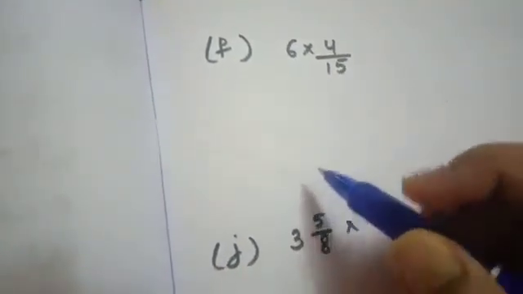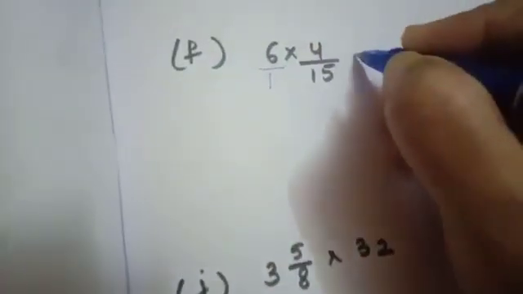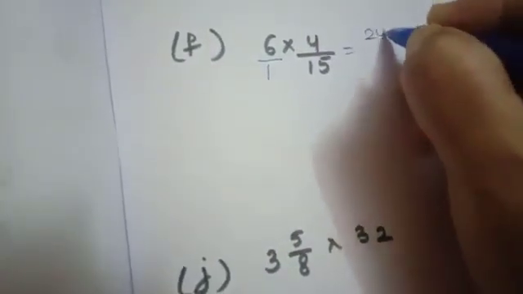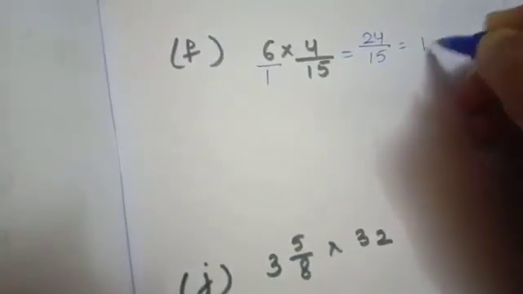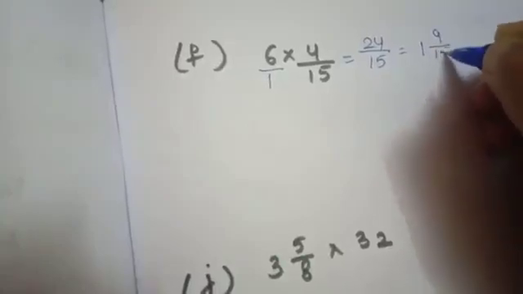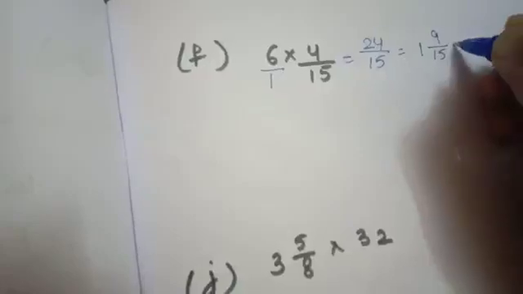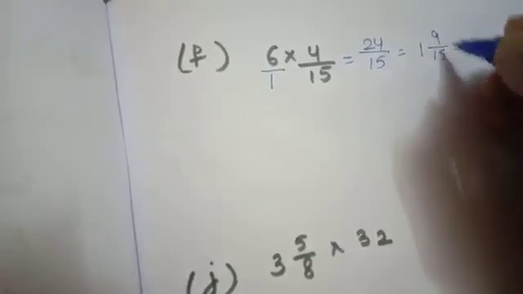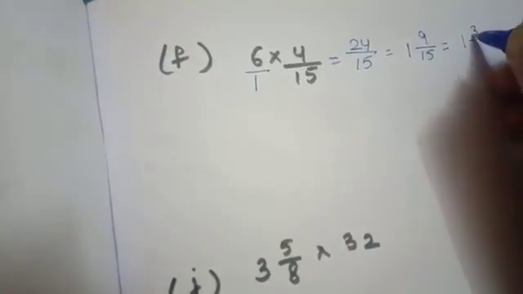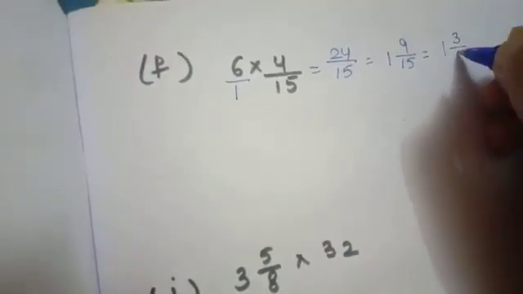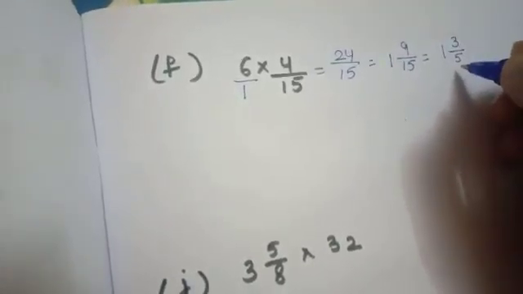6 multiplied by 4 by 15. There is nothing under 6, so we can write 1. 6 fours are 24 by 15. To convert into a mixed fraction, it will be 1 9 by 15. Okay, and 9 and 15 are both not in lowest terms. They have a common factor 3. So when 9 is divided by 3, the answer will be 3, and 15 divided by 3, the answer will be 5. So the final answer will be 1 3 by 5.